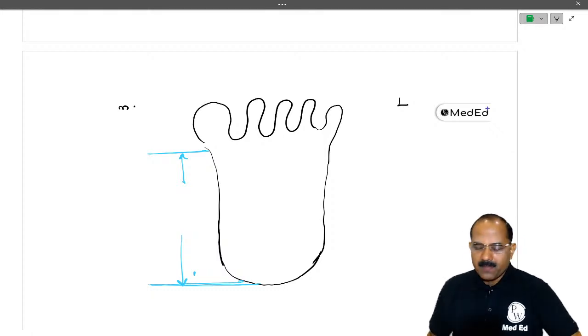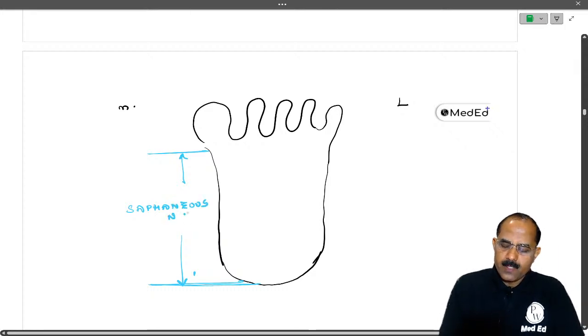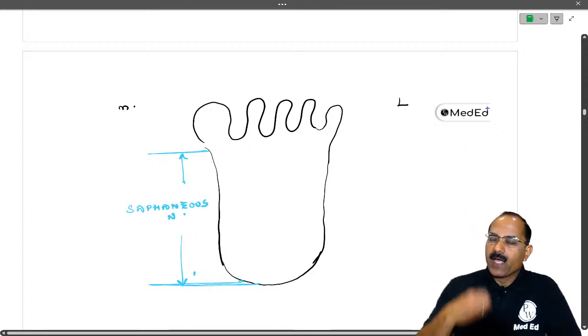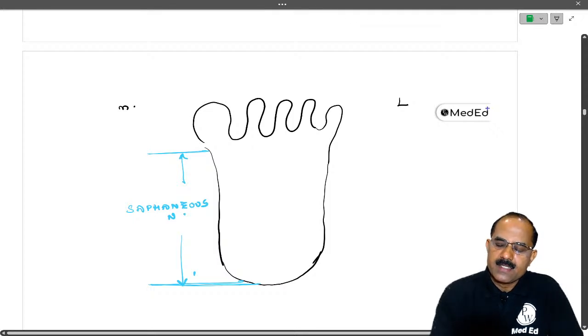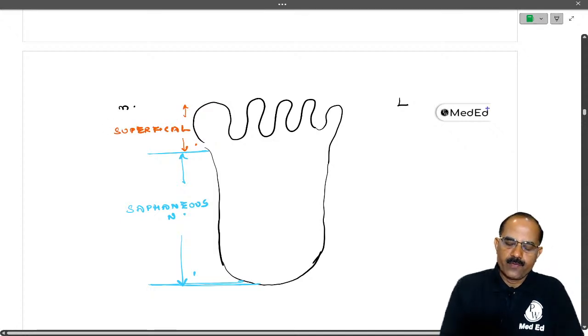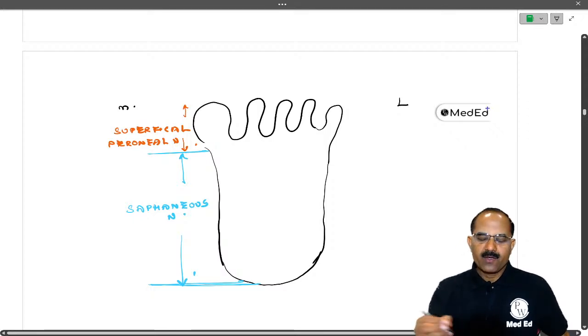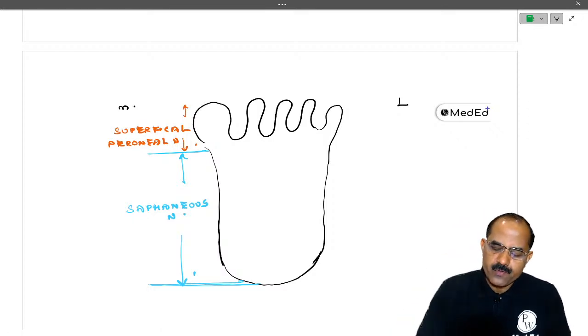ये बहुत इंपॉर्टेंट एमसीक्यू है. इसका नाम है saphenous nerve. The skin on the medial aspect of the leg up to the great toe. This is supplied by saphenous nerve. Medial aspect of great toe is supplied by superficial peroneal nerve. Medial aspect of great toe. Akshay, देखो, medial aspect of great toe is supplied by superficial peroneal.